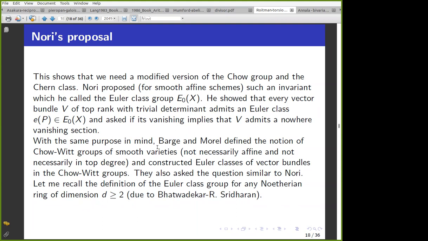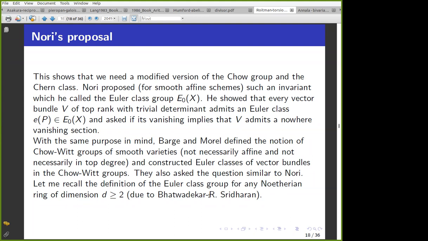With the same purpose in mind, Barge and Morel defined the notion of Chow-Witt groups of smooth varieties, not necessarily affine and not necessarily in top degree, and constructed Euler classes of vector bundles in the Chow-Witt group. And they also asked a question similar to Nori's, namely if the vanishing of the Euler class implies that the bundle has a nowhere vanishing section.